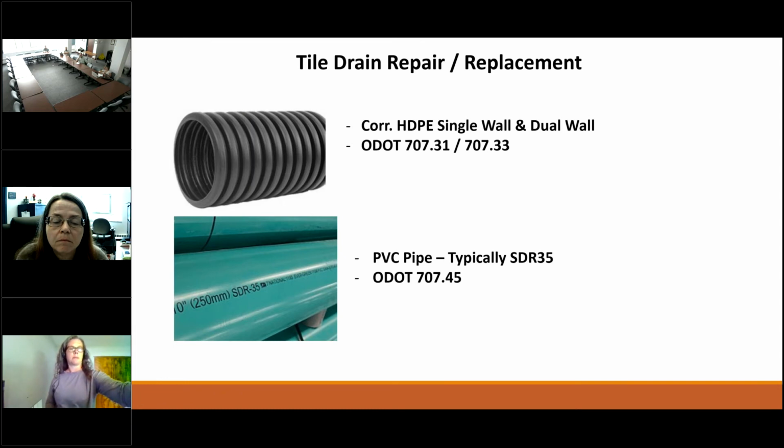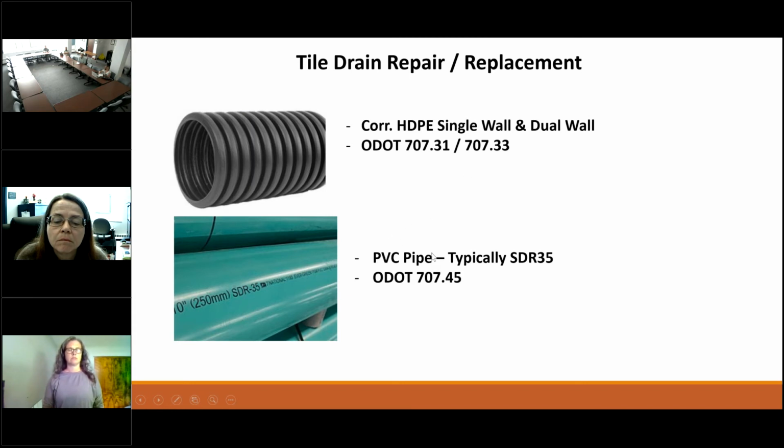On my slide here, I just highlighted a few of the different types of pipe that you're probably going to see in these ditches, or drive culverts that cross these ditches. We're all familiar with the corrugated HDPE, or high density polyethylene. You see it oftentimes in a single wall or dual wall situation. For some of these, I also included the ODOT reference numbers that a lot of times you'll see these specified as. So the 707.31 would be a single wall pipe. The 707.33 would be a dual wall.